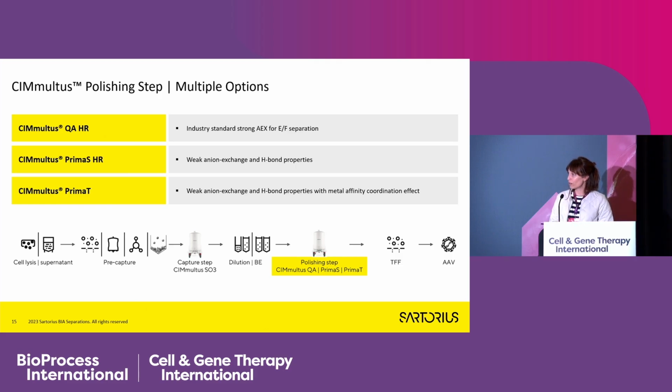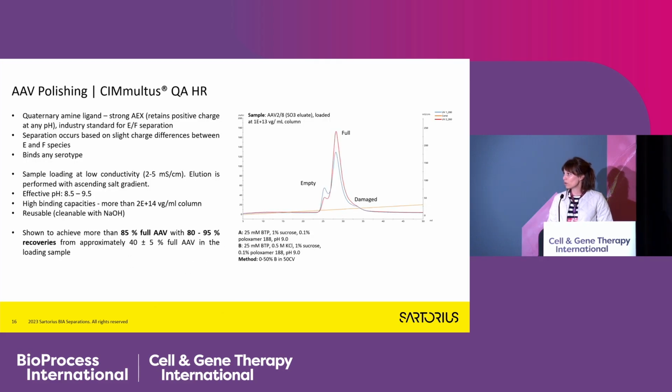So let's look first on the CIM Monoliths QAHR column. So this is the quaternary amine ligand. It's very strong anion exchanger. It does retain positively charged at any pH, basically, and most probably you all know it as an industry standard for empty-full separation. So here the separation really occurs based on slight charge differences between empties and fulls.